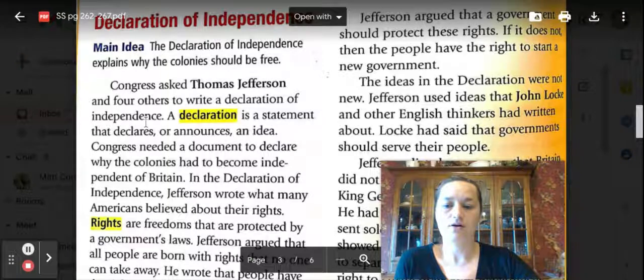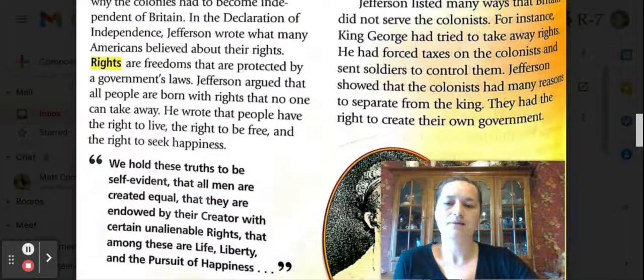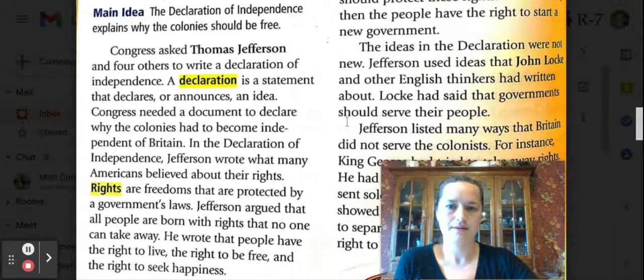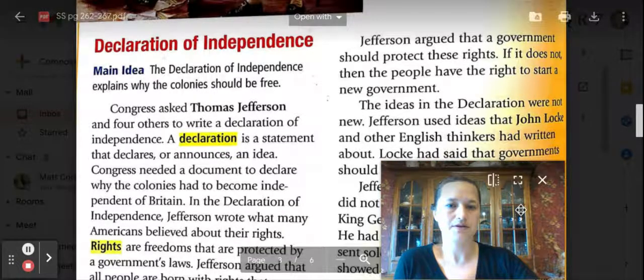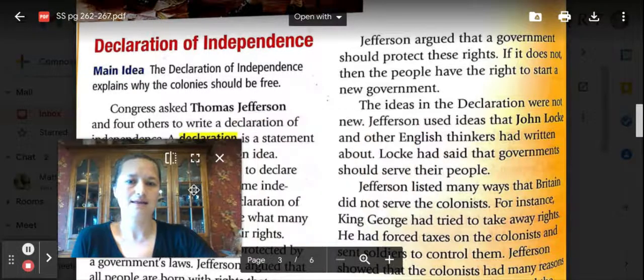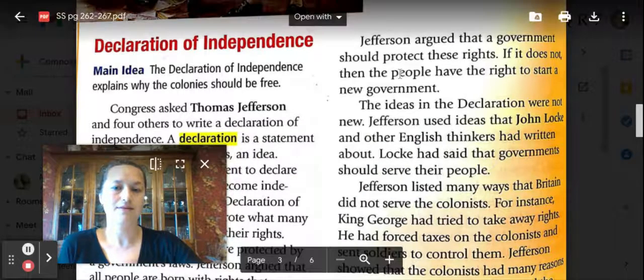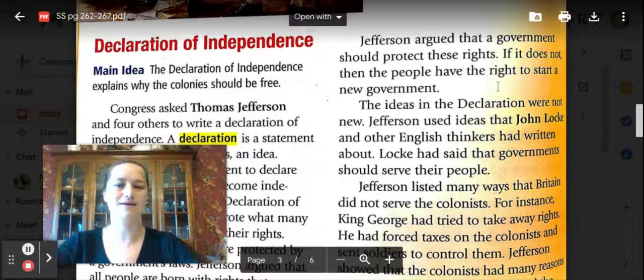Rights are freedoms that are protected by a government's laws. Jefferson argued that all people are born with rights that no one can take away. He wrote that people have the right to live, the right to be free, and the right to seek happiness. Jefferson argued that a government should protect these rights. If it does not, then the people have the right to start a new government.